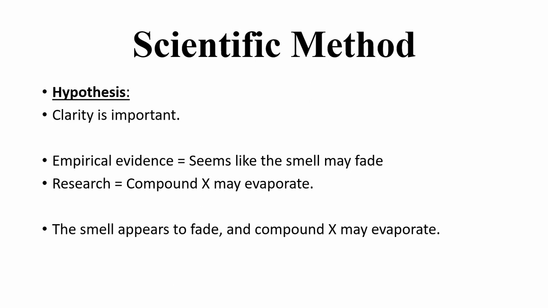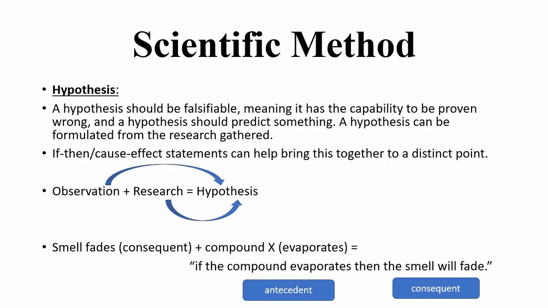We can link these two pieces of information together by using a conjunction statement, by saying the smell appears to fade and compound X may evaporate. This begins to develop a relationship between the two pieces of information. A good hypothesis should be falsifiable, meaning it has the capability to be proven wrong.